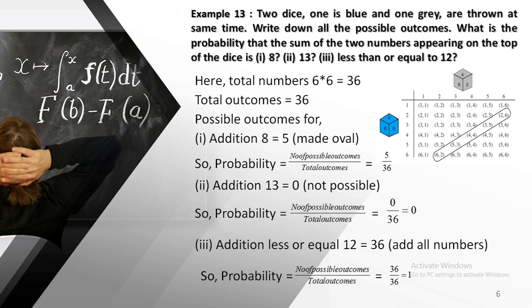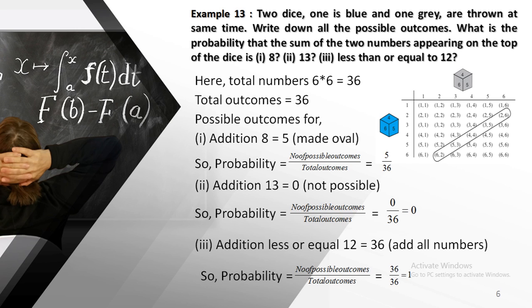Here the total, 6 into 6, is 36. So total outcomes are 36. And the possible outcomes for the first one, addition of 8, is 5. I have made the oval here, right? So probability equals number of possible outcomes divided by total outcomes equals 5 divided by 36. Now addition of 13 is not possible, right? So the possible outcomes for that are 0. So probability equals 0 divided by 36 equals 0.